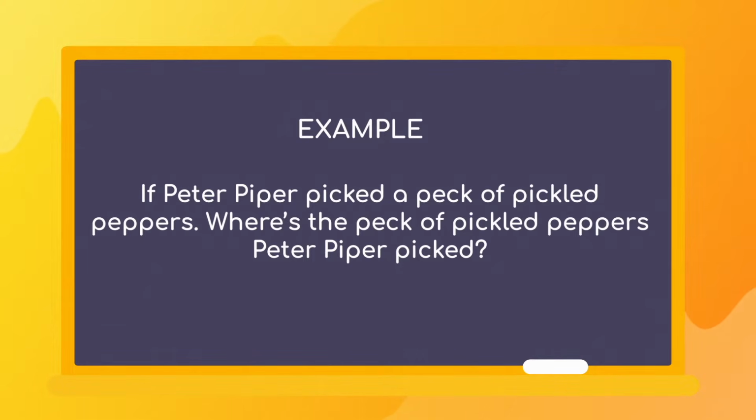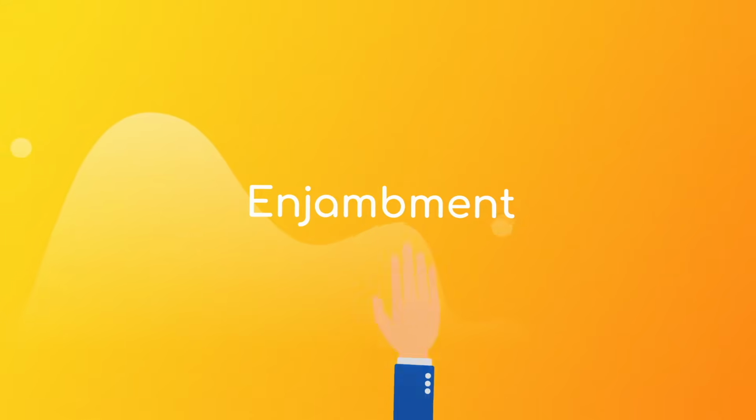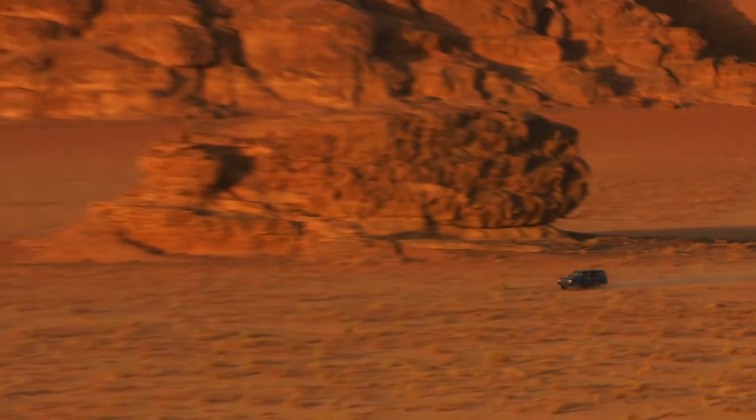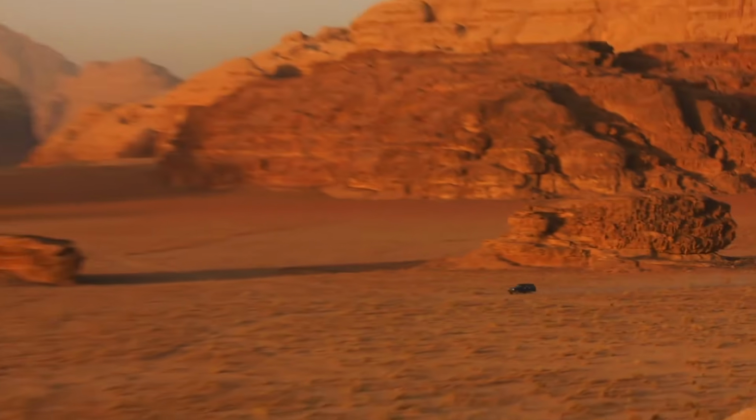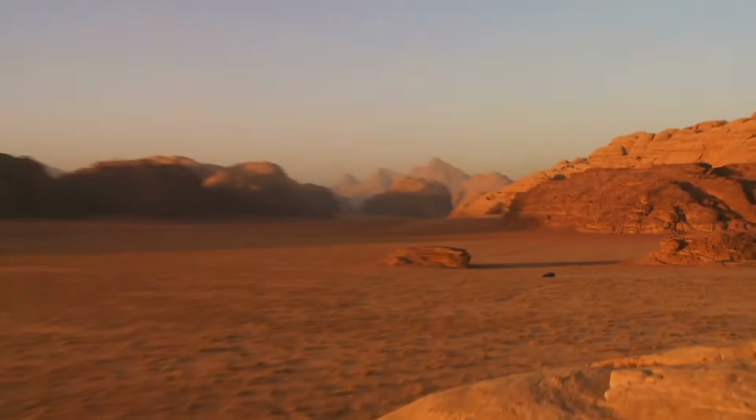Many tongue twisters use consonance, just like our example. Next up, enjambment. Enjambment is when a line of poetry carries its idea or thought over to the next line.